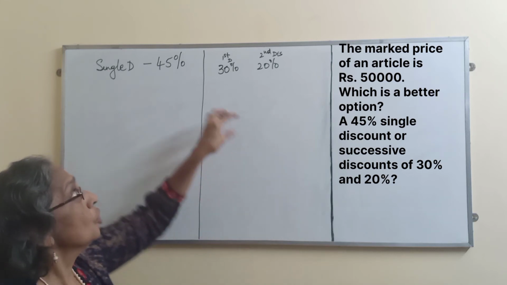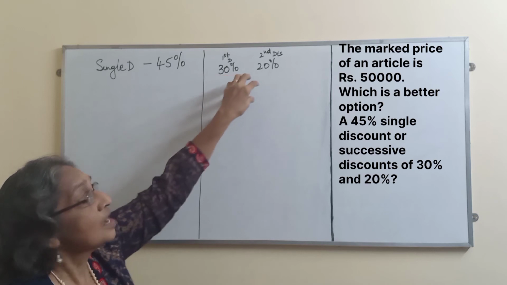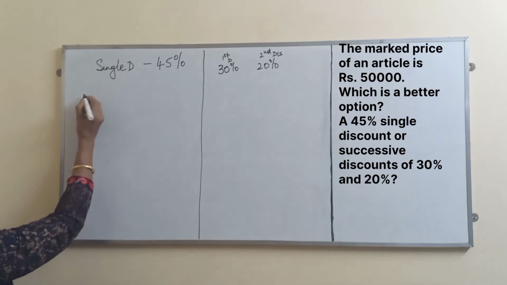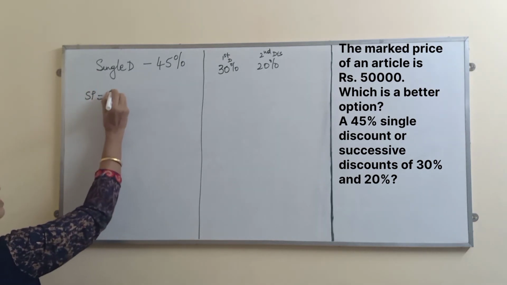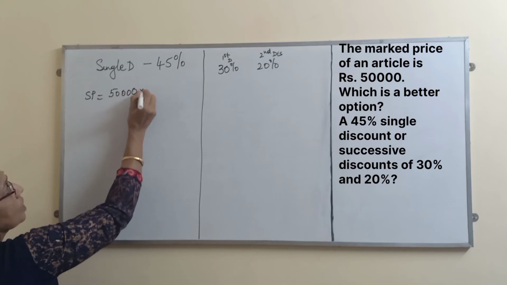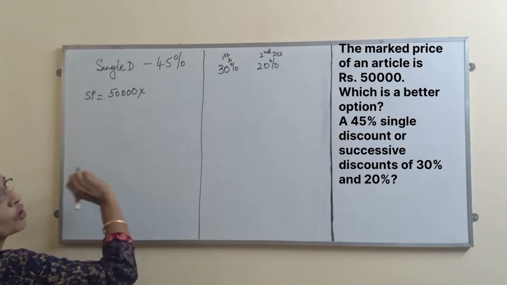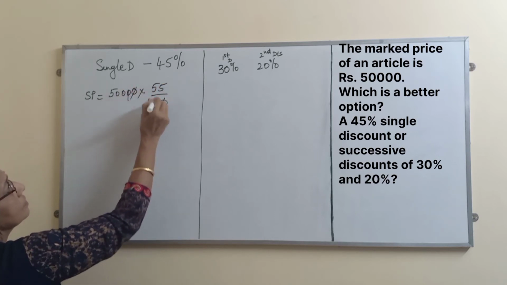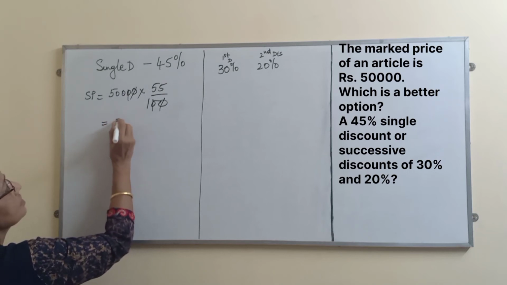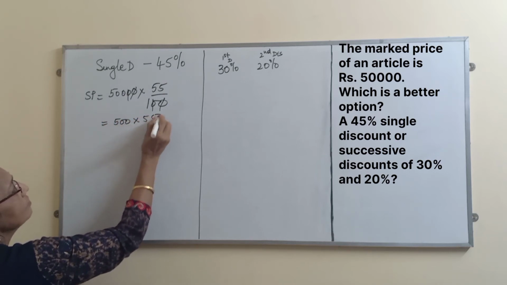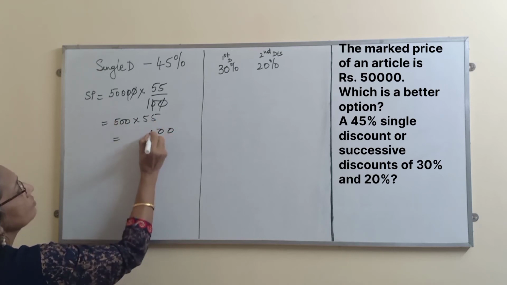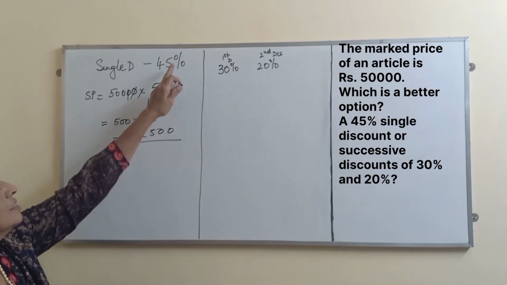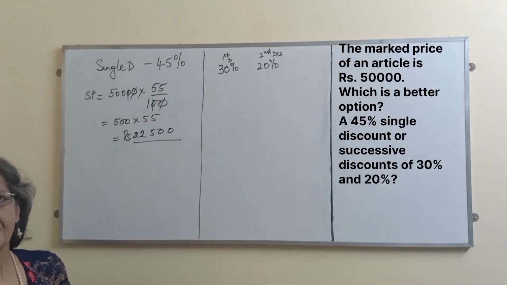How much are you going to pay when you get a 45% discount and how much are you going to pay when you have two successive discounts? So here directly we can say the selling price is your marked price, which is 50,000, into discount is 45, that means you are going to pay 55%. Okay, so this is 500 into 55. 5 5s are 25. So when you take the single discount, you are going to pay 22,500.